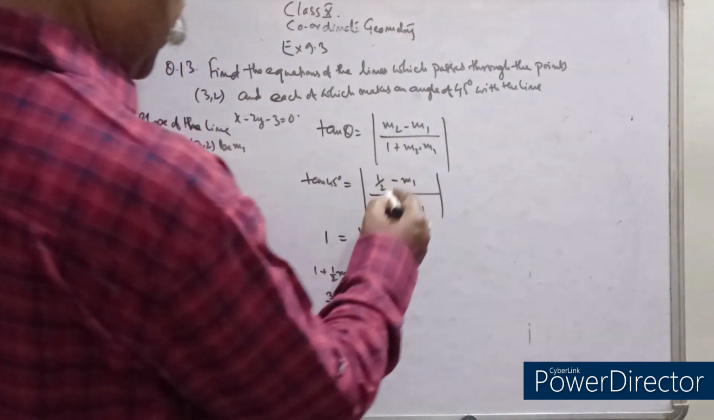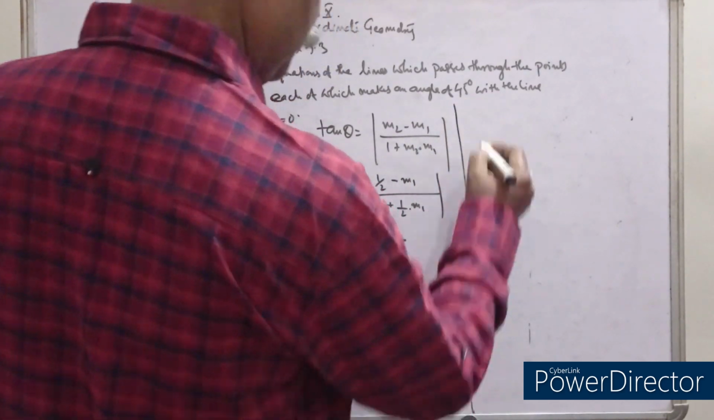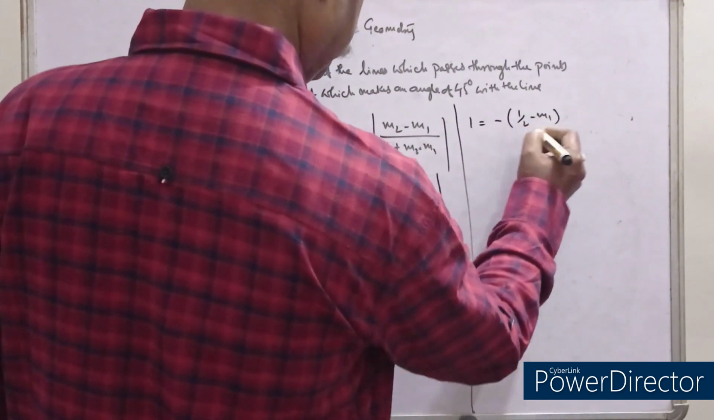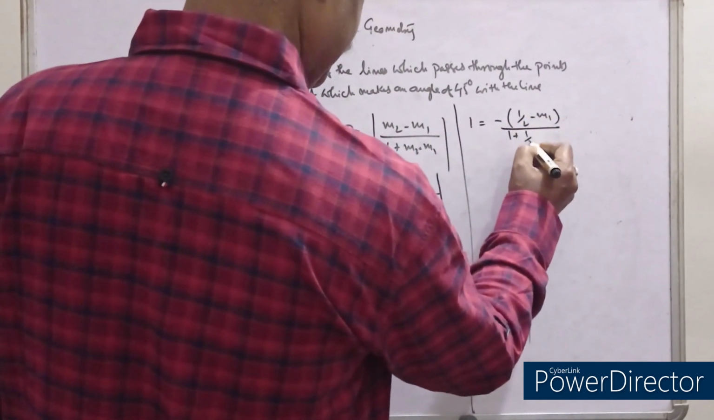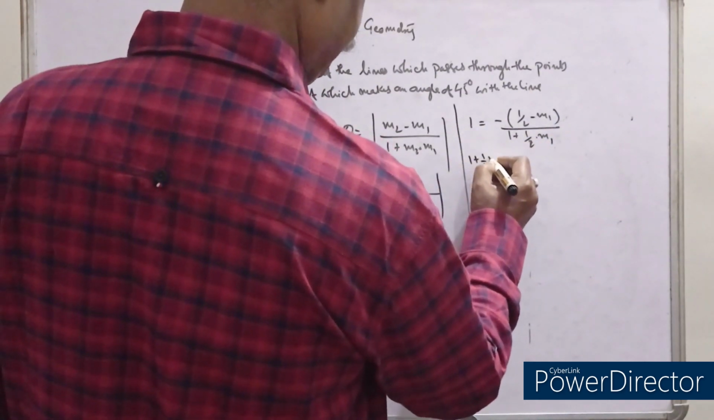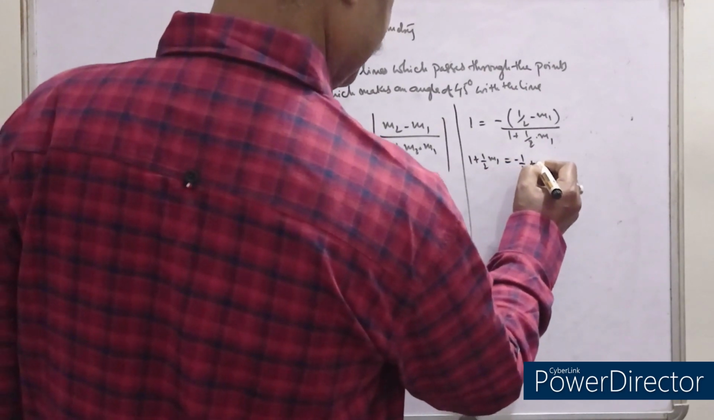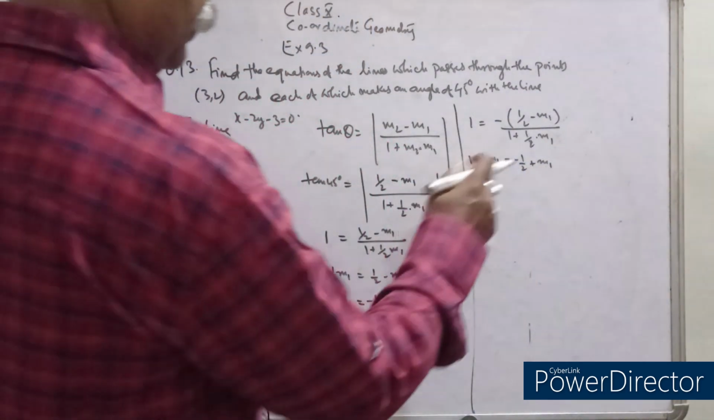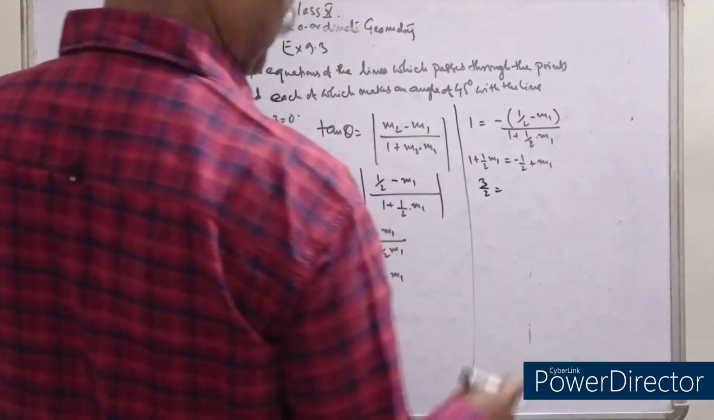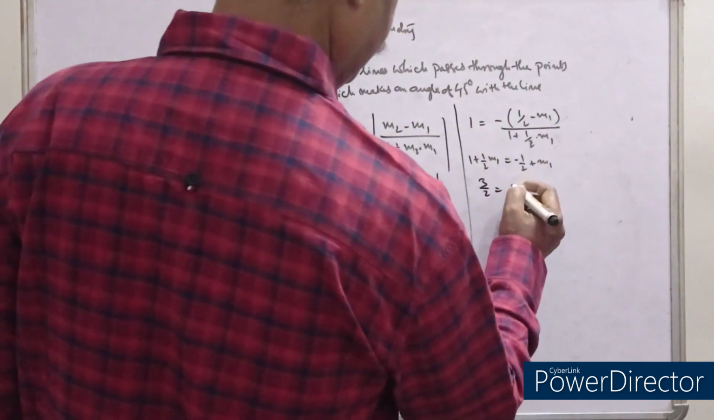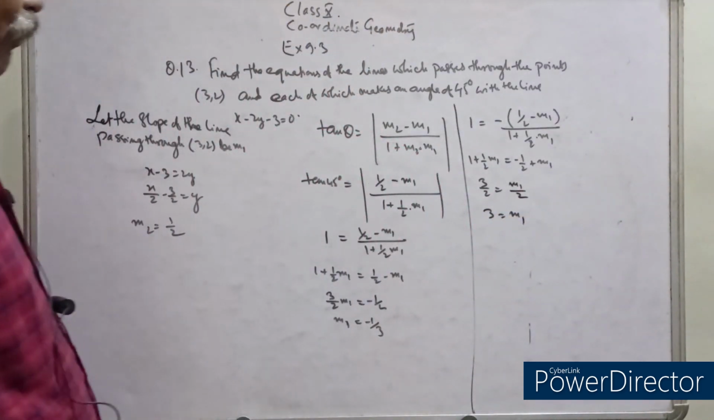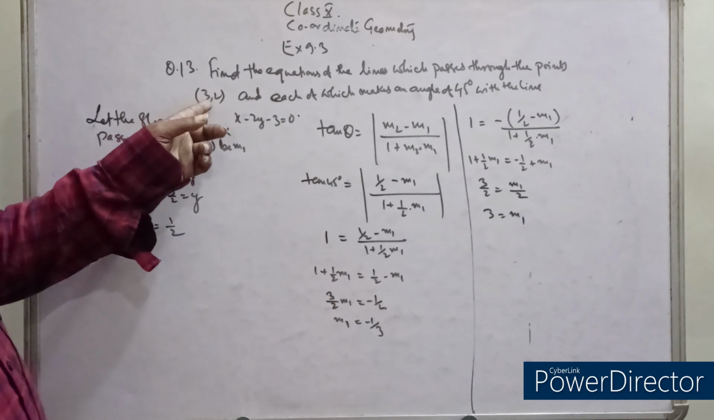Now next I am going to take the negative value, that is 1 is equal to minus (1 by 2 minus m1) by (1 plus 1 by 2 into m1). So here this will be 1 plus 1 by 2 m1 minus half plus m1. So this will be 1 plus 3 by 2, and this will be 1 minus half, that will be m1 by 2. So 3 is equal to m1. So I have got two slopes and they pass through this point.